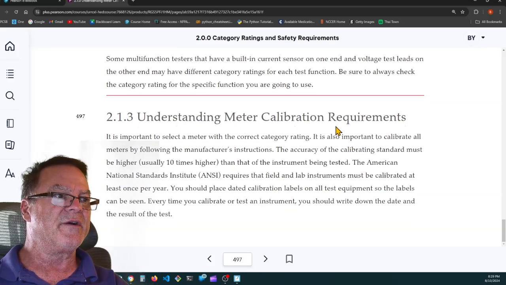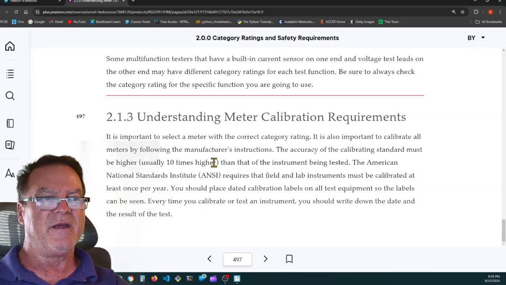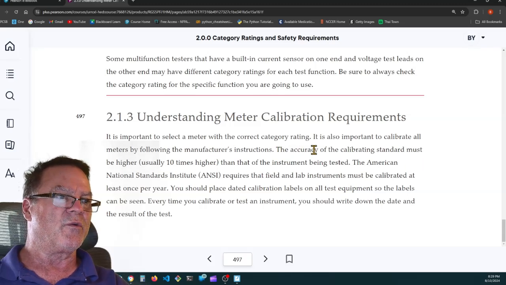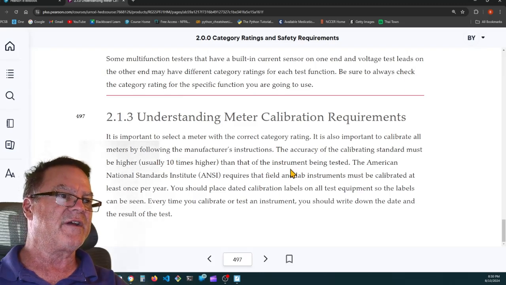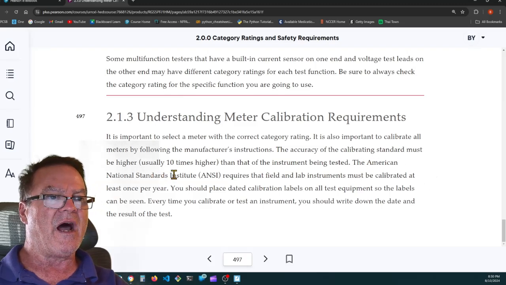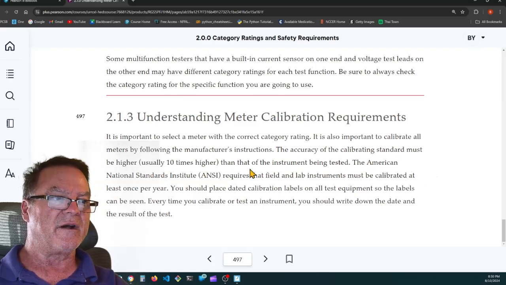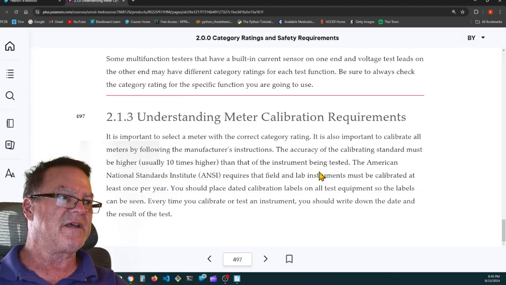2.1.3 Understanding meter calibration requirements. It's important to select a meter with the correct category rating. It's also important to calibrate all meters by following the manufacturer's instructions. The accuracy of the calibrating standard must be higher, usually 10 times higher, than that of the instrument being tested.